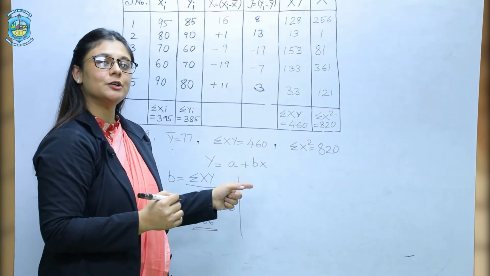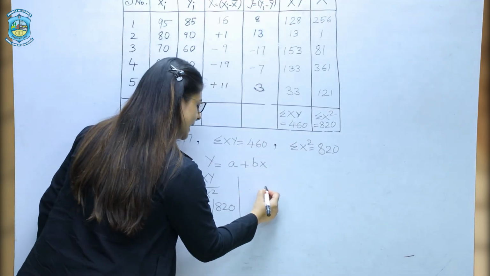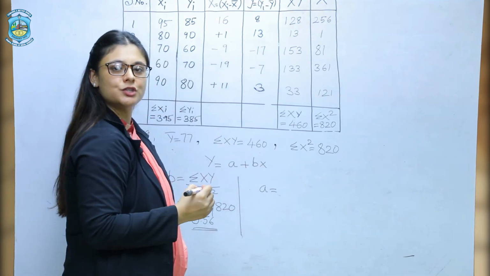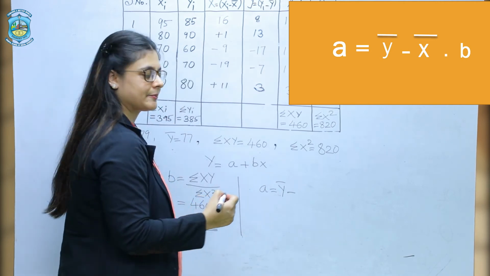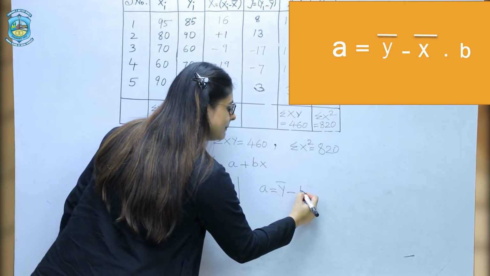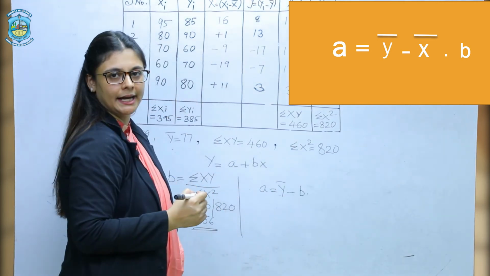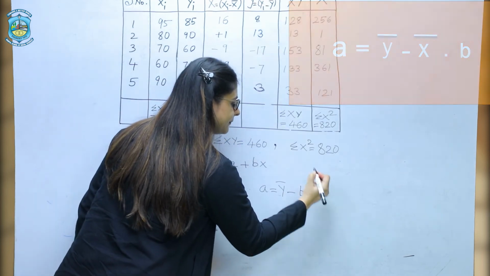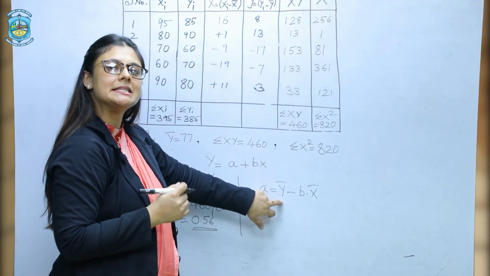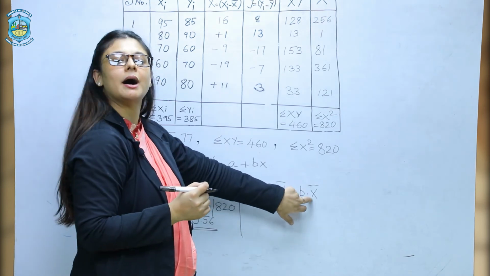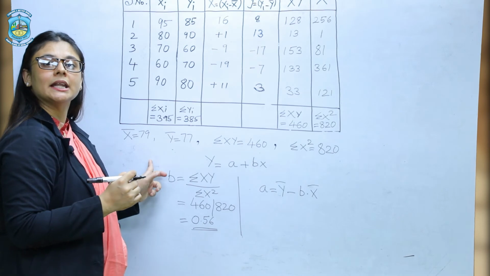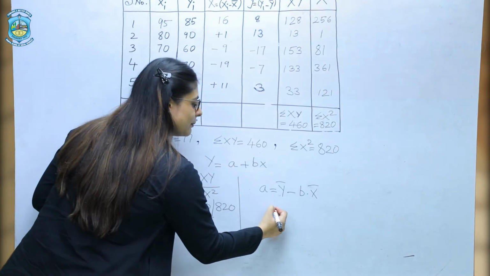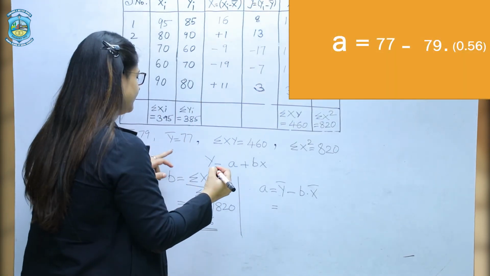Now we need the value of a also. So a is equal to y bar minus b multiplied by x bar. Here y bar is the mean of the y series and x bar is the mean of the x series. We already have these values calculated with us. So therefore, now we put the values in the formula.